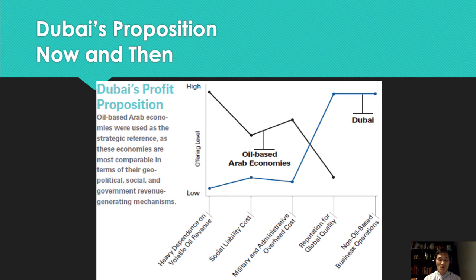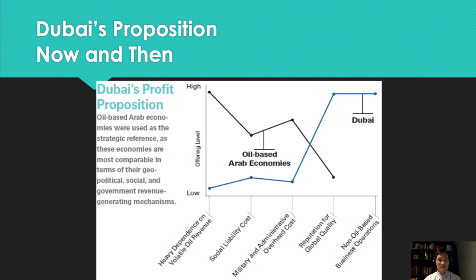Besides, the city has low social liability and does not have to worry about military expense. On the other hand, it boasts a reputation for good quality and prowess for non-oil-based business operations. When you think about the Dubai example, we see the power of strategy. Strategy is important because it enables an organization or city or nation to overcome limitations and resource constraints and achieve their goals.